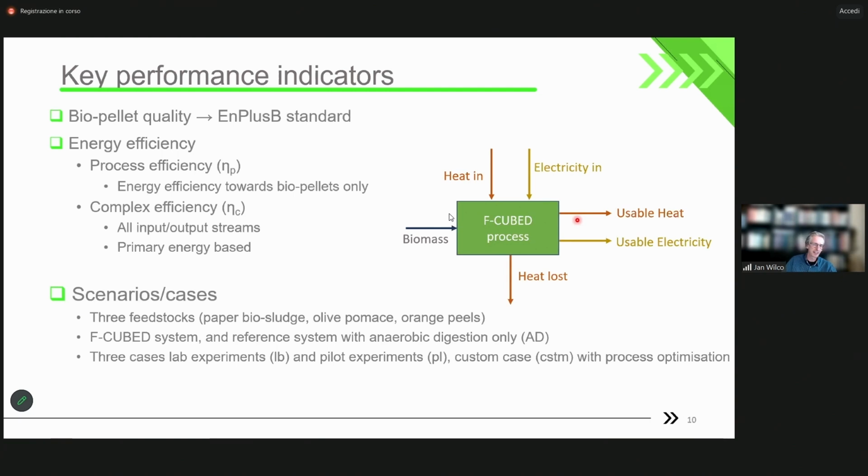I will be presenting several scenarios and cases. So we have the three feedstocks: paper biosludge, olive pomace, and orange peels. And there we compare the F-cube system with a reference system. The reference system is anaerobic digestion of the feedstock only. So it's just an anaerobic digester being fed, for example, with olive pomace. And there we use literature data for the anaerobic digestibility. And now presenting three cases. That's modeling using lab experiment data, pilot experiment data, and we also have a custom case which is optimized after looking at the first iteration results.